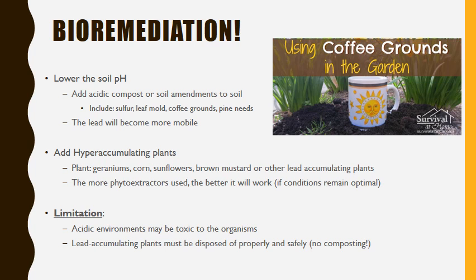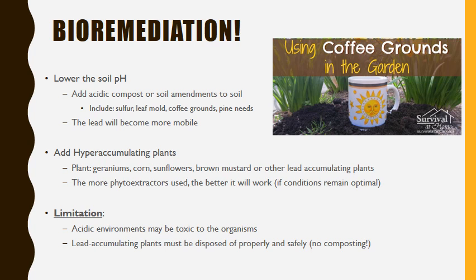A bioremediation way of removing lead from the soil is a multi-step process. And the first step is to lower the soil's pH. To do this, you need to add some sort of acidic compost or acidic soil amendments to the soil. This would include adding things like sulfur or coffee grounds or pine needles directly to the soil and mixing it in. This will allow the lead to become more mobile because more acidic soil allows for more mobile lead.